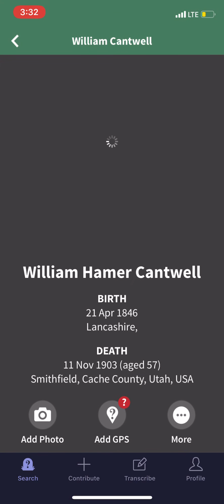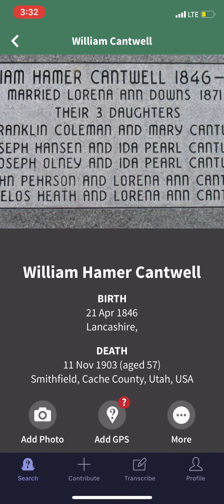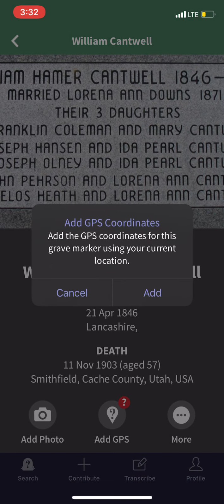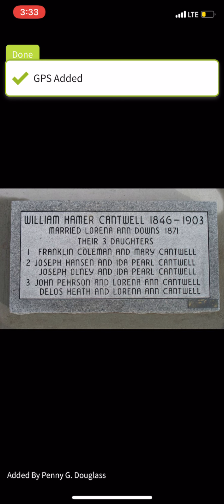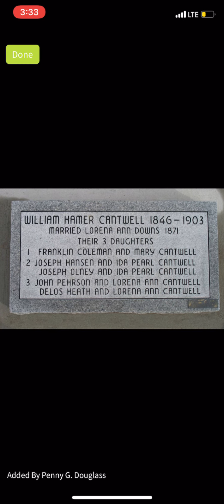Oh, here he is. And look at this. There is no GPS. And I'm curious because I'm looking at this gravestone and it looks like a totally different one here. Let's check this one out. William Hammer Cantwell. These are different dates.